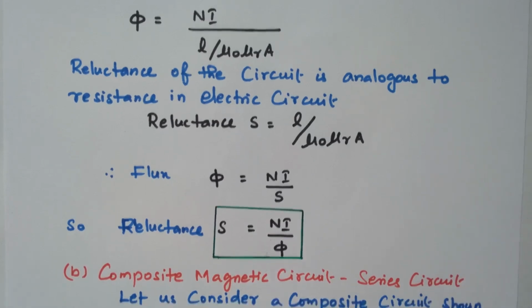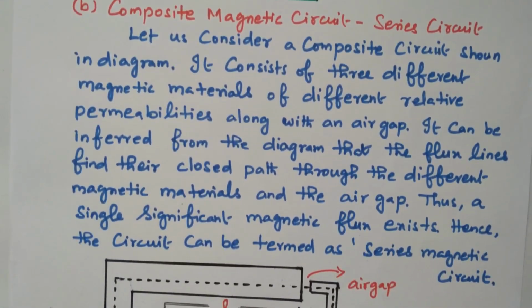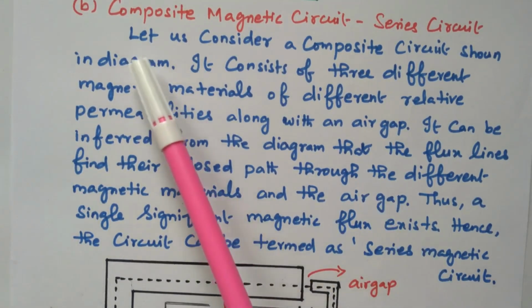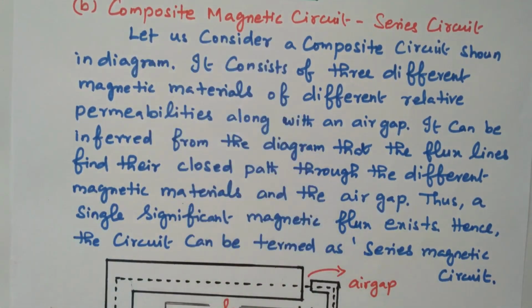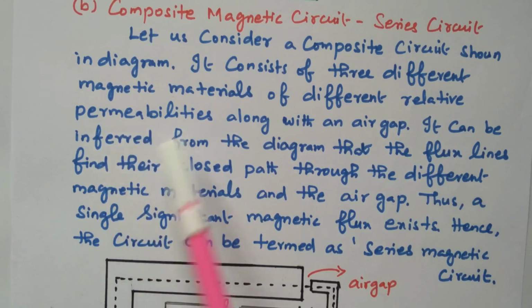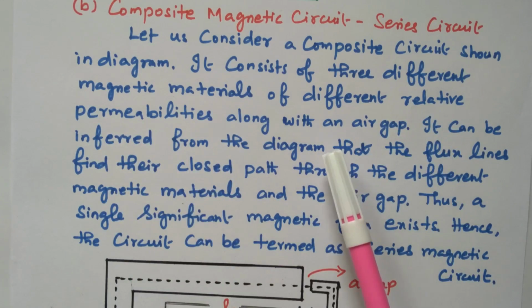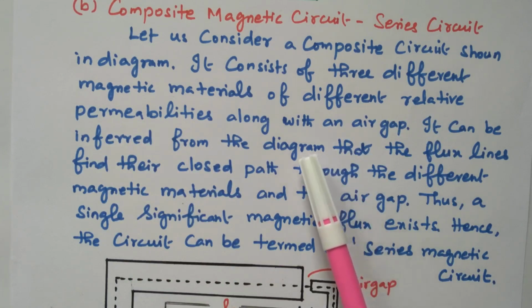Now we'll go to the series magnetic circuit, also called the composite magnetic circuit. What is a composite magnetic circuit? It consists of three different magnetic materials. In the previous derivation we had only one magnetic material, but here three different magnetic materials are available, with different values of relative permeability, along with an air gap.